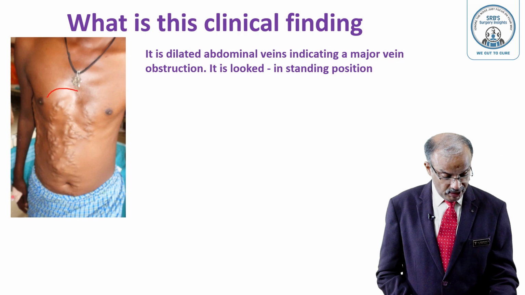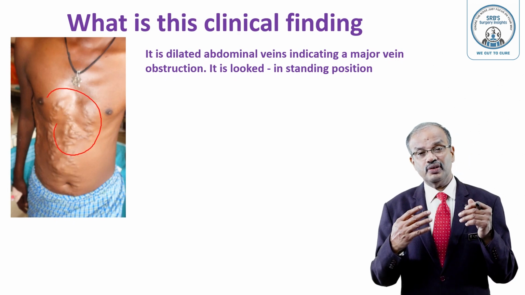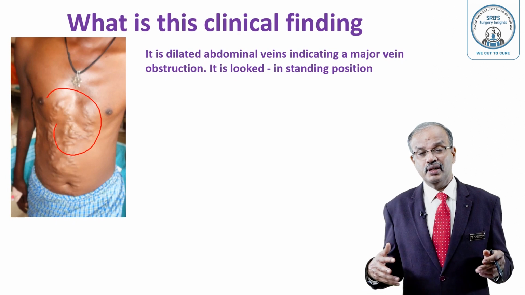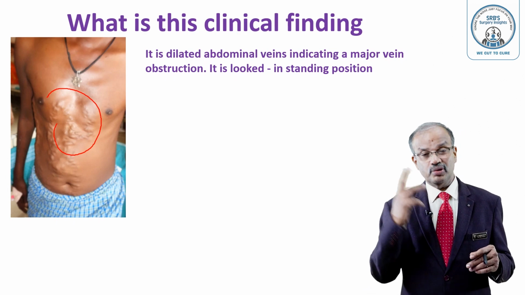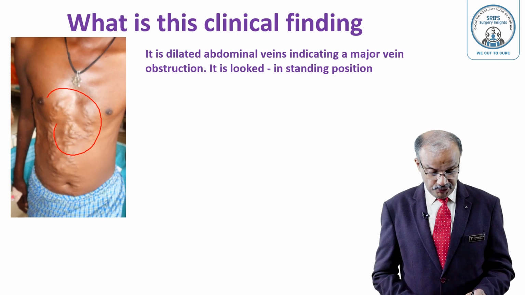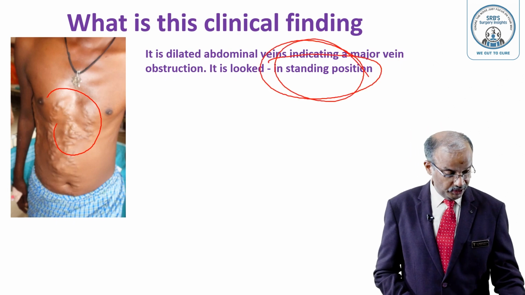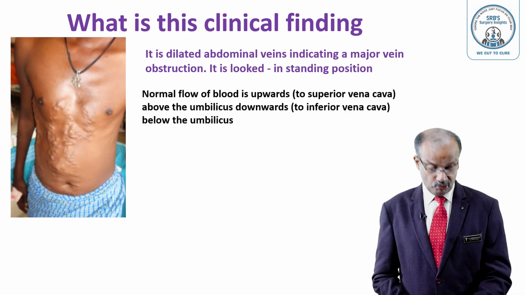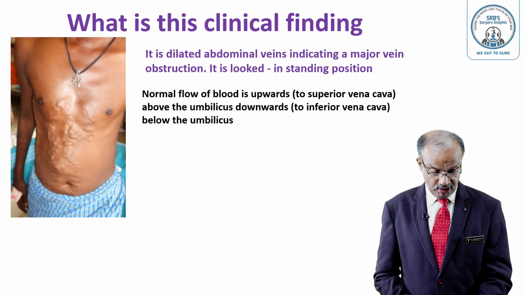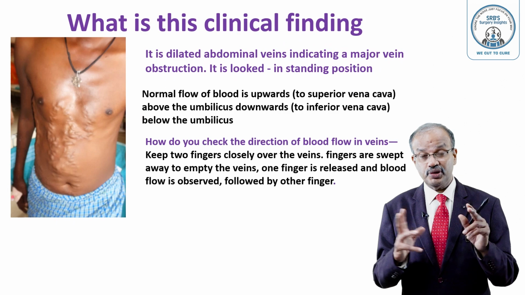So there are dilated veins. Always we check: normally blood flow is upward above the umbilicus and downward below the umbilicus. Whereas here, reversal occurs in IVC obstruction, with flow throughout upward, or throughout downward in SVC obstruction. So it should always be checked in standing position. That is a clinical point which you have to always remember. Normal flow of blood is upwards to the superior vena cava above the umbilicus, and downwards below the umbilicus. I already said that, the watershed area. So checking the direction of flow is very, very important.